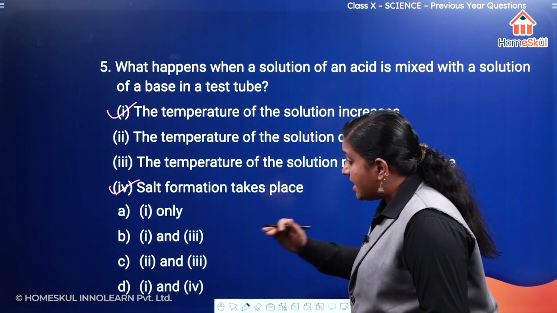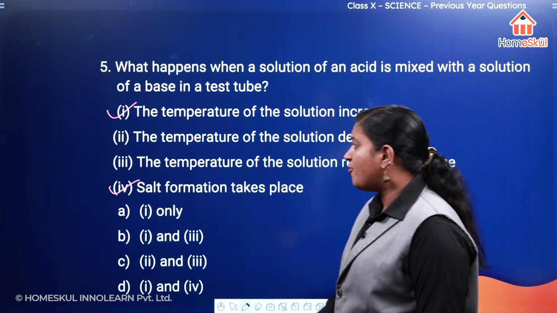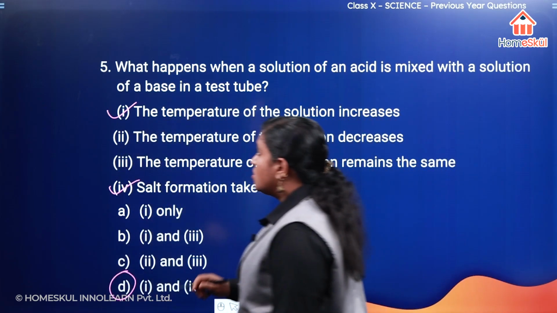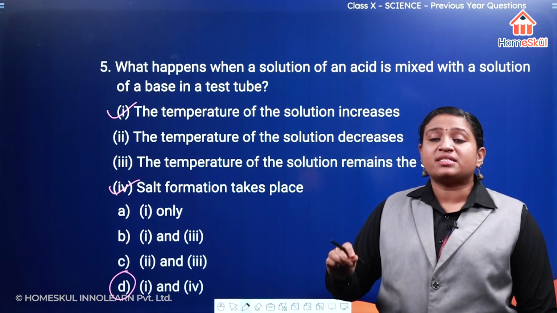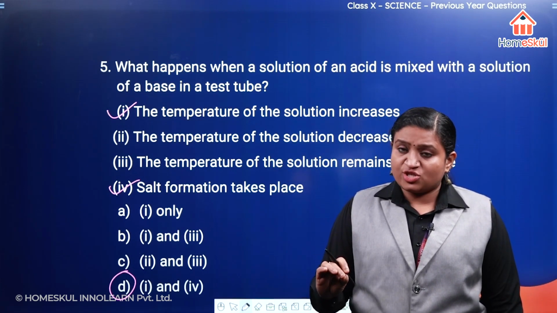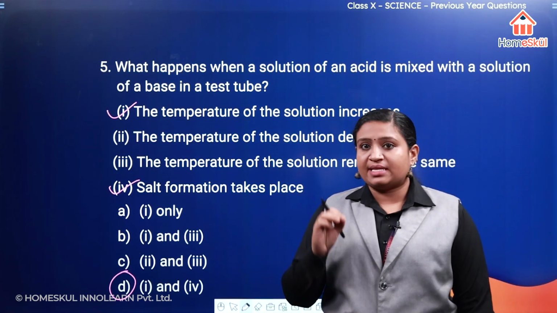So, which is our correct answer here? Is it 1 only? 1 and 3, 2 and 3, 1 and 4? It is 1 and 4. Okay, option D. So, remember, whenever an acid reacts with a base, you will get salt and water and the reaction is highly exothermic. So, the temperature of the solution increases.